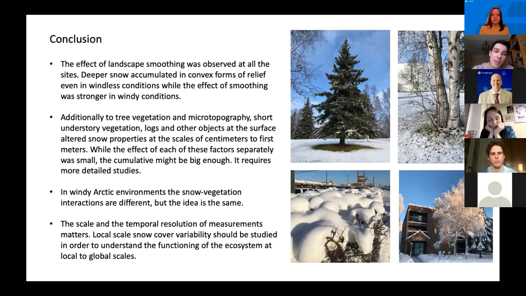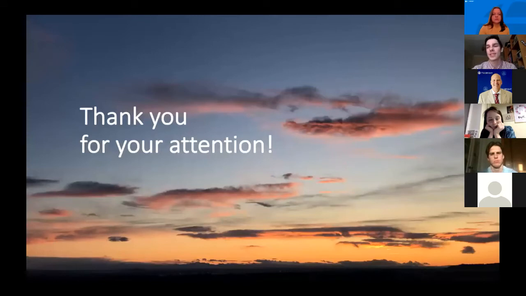The scale and temporal resolution of snow measurements matters. Local scale snow cover variability should be studied in order to understand the function of ecosystems at local to global scales. Thank you very much for your attention.